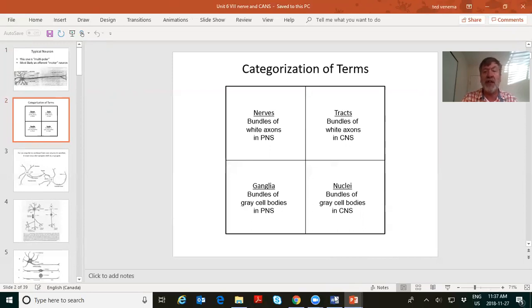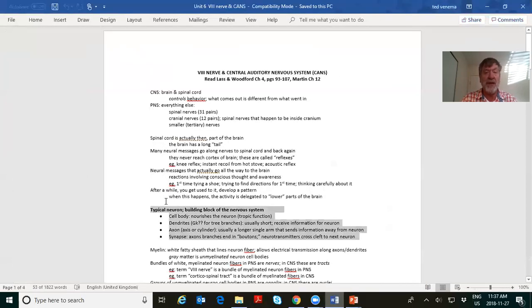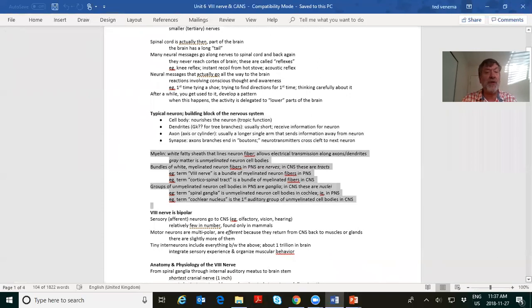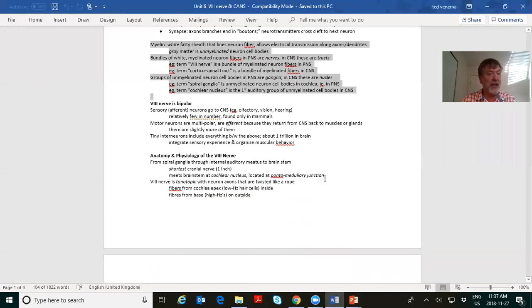Very important to keep those things straight. So that's this paragraph here, and of course, this paragraph here. Okay, that's what that's covering. So once you've digested that, move on now so we can talk about the eighth nerve in particular.